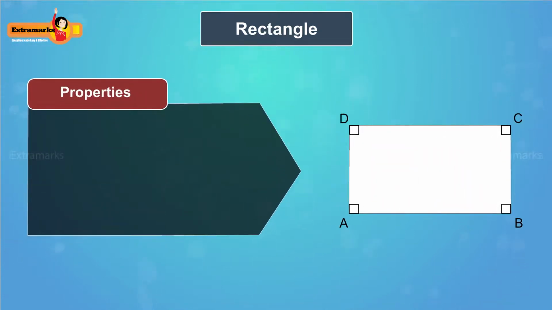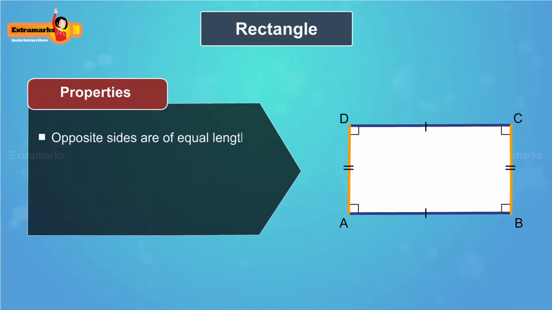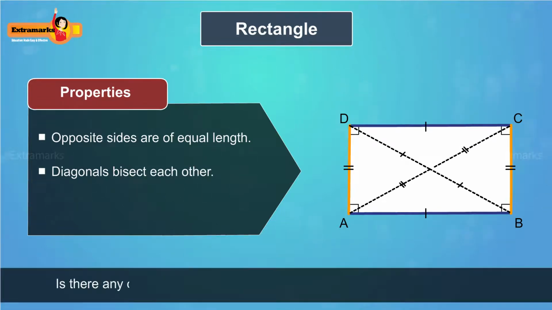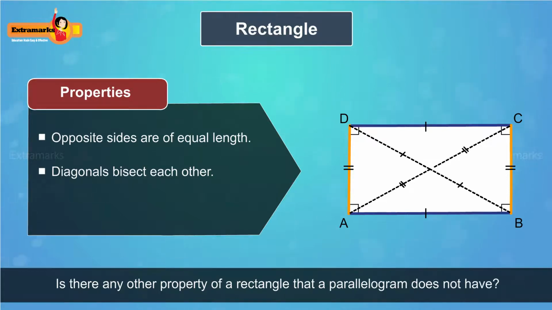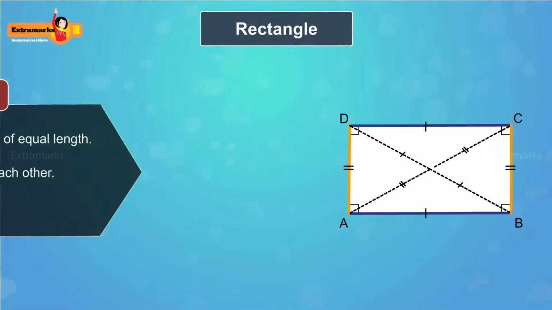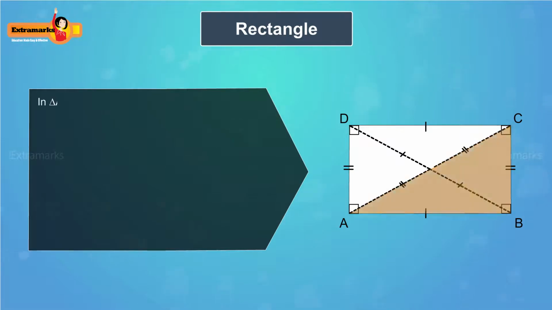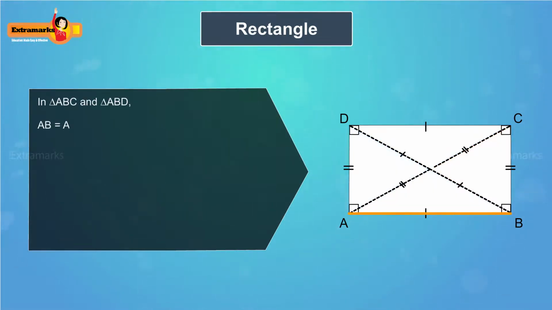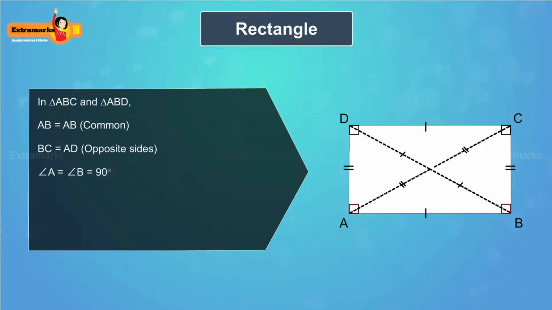Being a parallelogram, its opposite sides are of equal length and diagonals bisect each other. Is there any other property of a rectangle that a parallelogram does not have necessarily? Let us find it out. Look at the triangles ABC and ABD inside the rectangle. The side AB is common in both the triangles and side BC is equal to side AD, as these are opposite sides of the rectangle. Even the angles A and B are equal to each other.